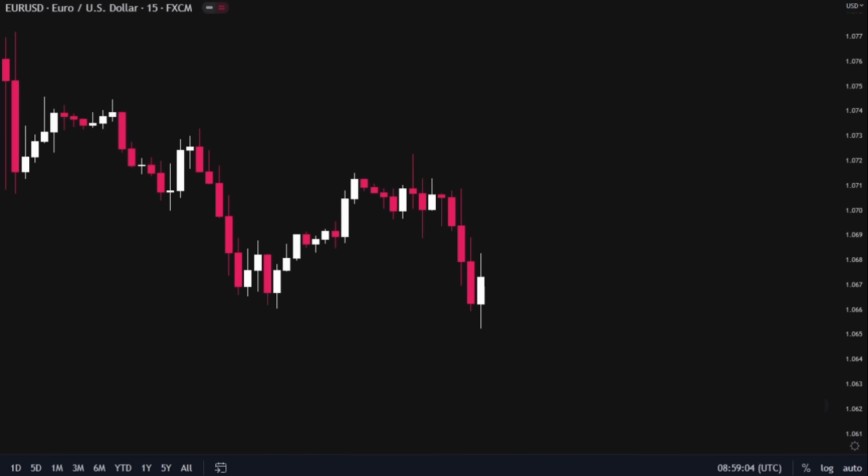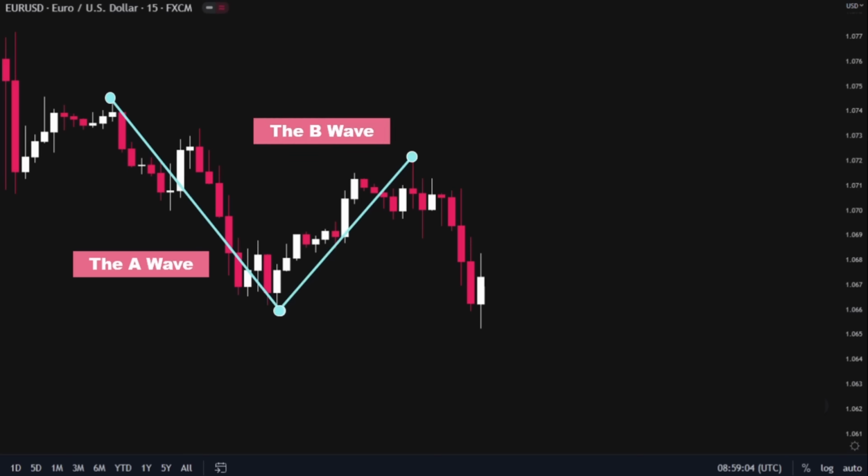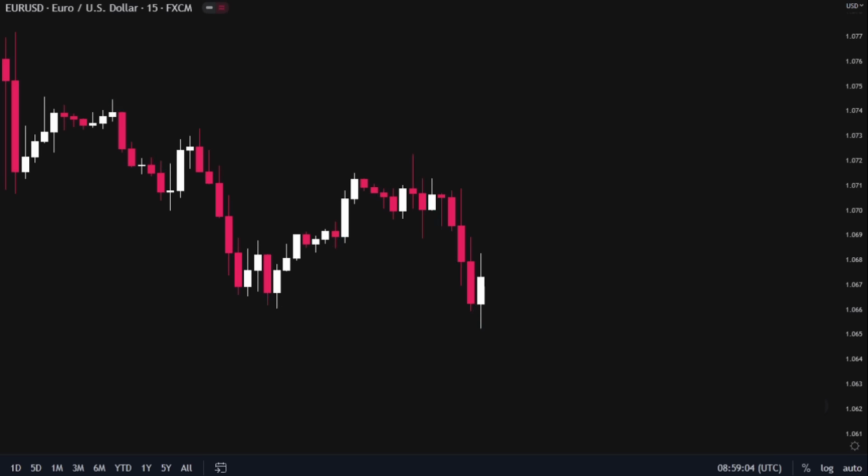So we have the euro-dollar pair on the 15-minute time frame on our chart. This is the A wave. Then we have the B wave, and also we have the C wave. Once we have identified the ABC pattern, we should see if this ABC pattern is valid or not. For that, we draw a line from the highest point of the A wave to the current price.